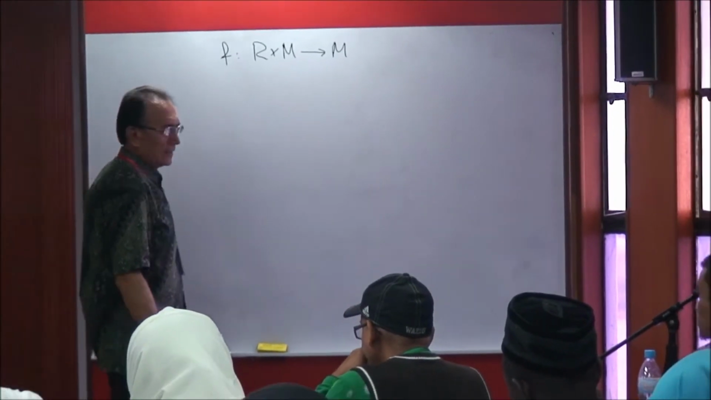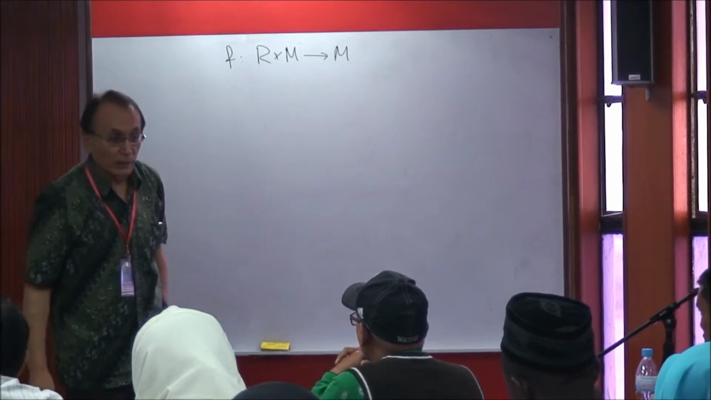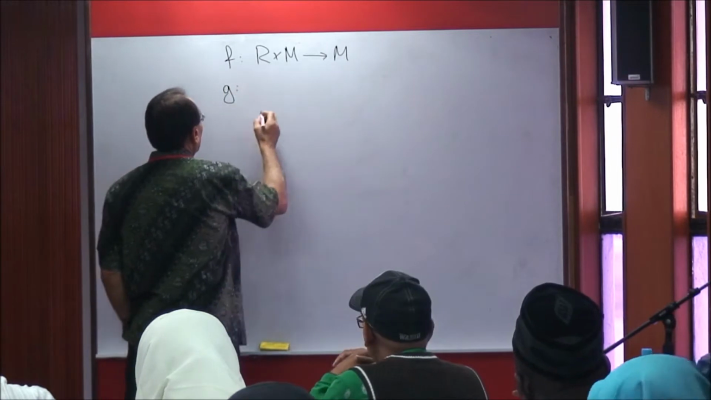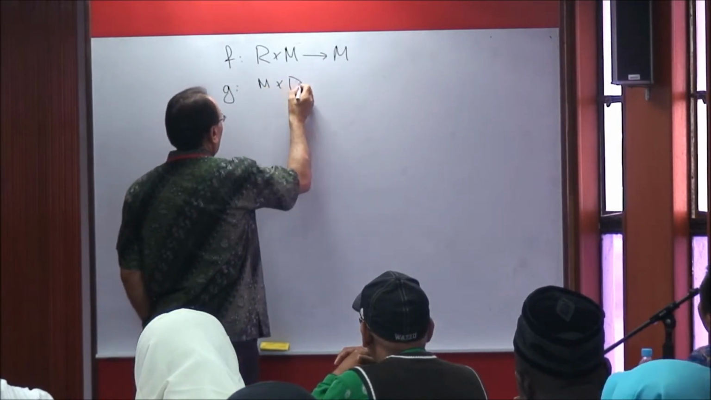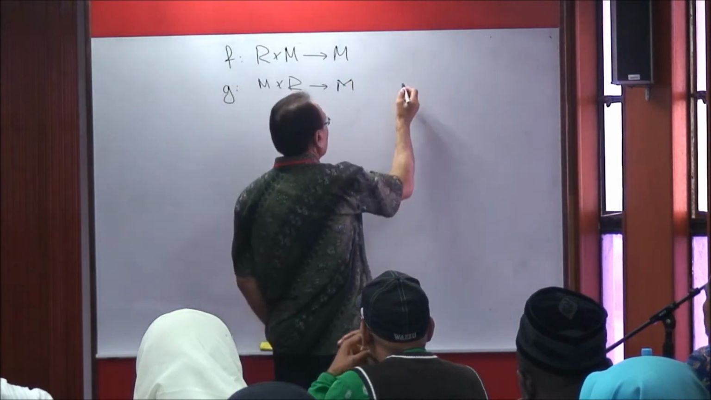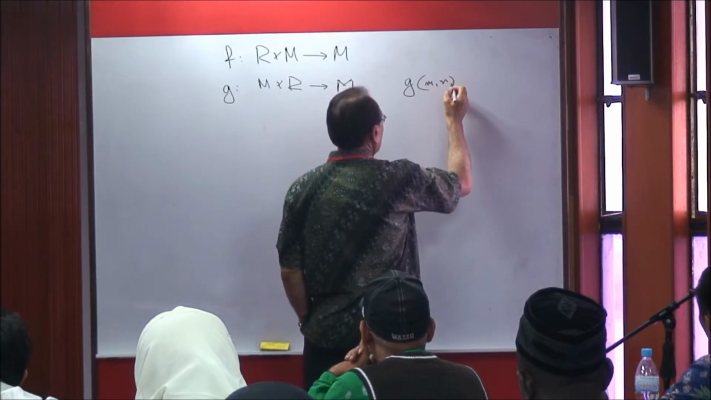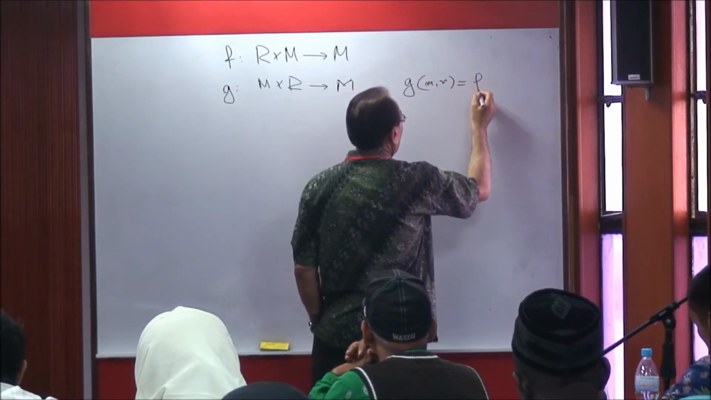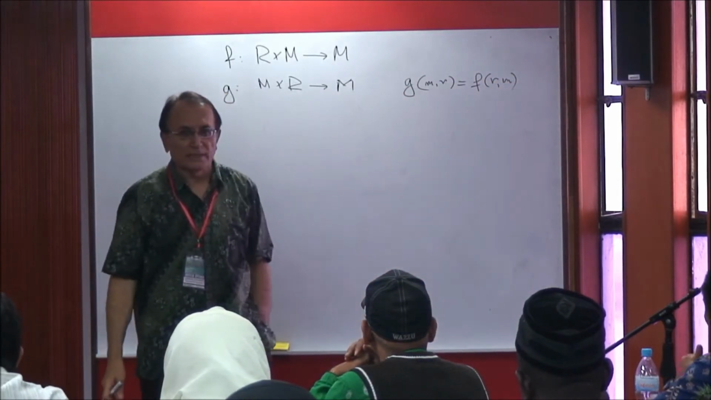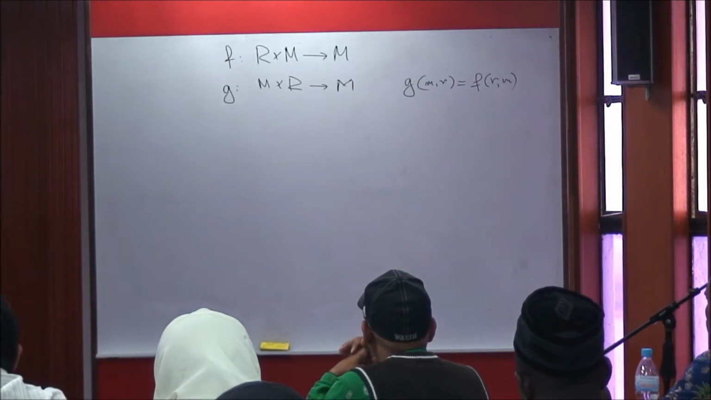So I want to consider my M abelian group as a left R module. What will I do? I will define another function, function G, which is from M × R into M, defined as follows: G of (m, r) is F of (r, m). In both cases, the result is in M. Start to verify properties now.